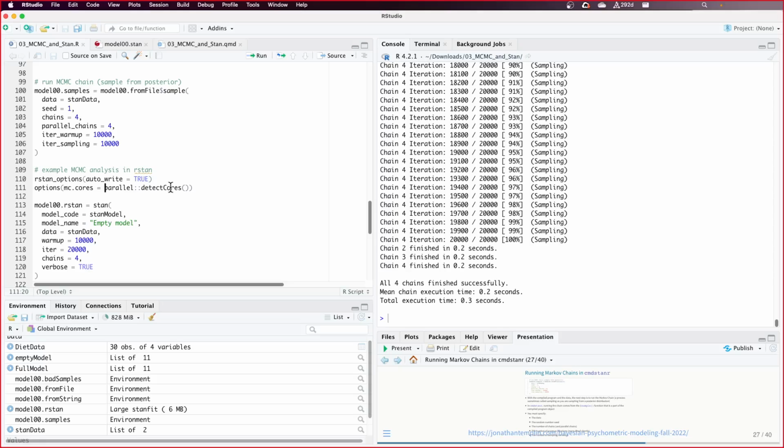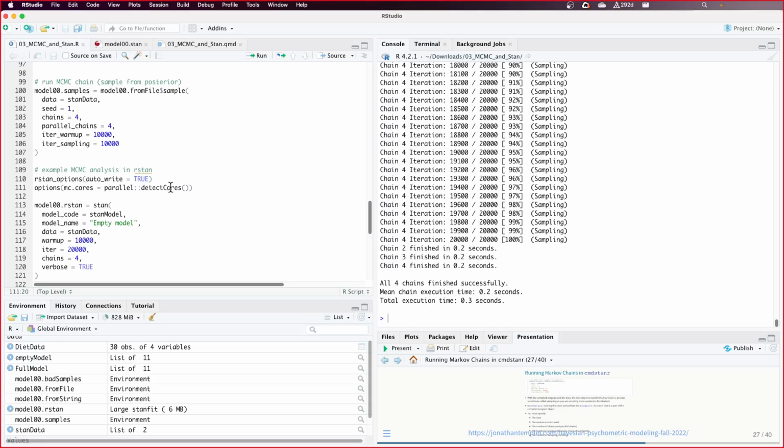A core is a part of the computer that does the processing of a bunch of instructions in serial. But the cores can run independently of each other. So we take advantage of that with a Markov chain analysis because we take a computer, mine has quite a few cores, it says, okay, I'm going to run 4 chains.